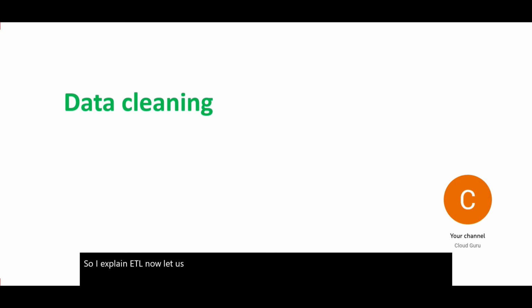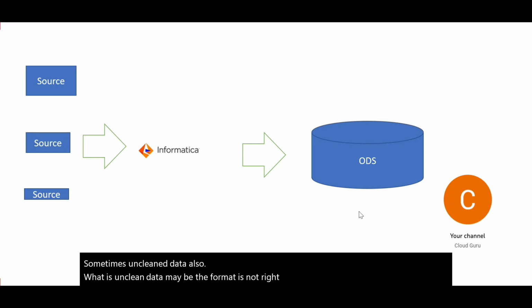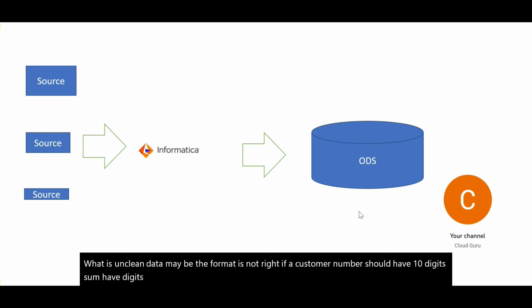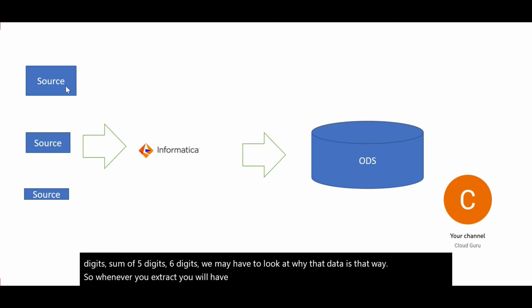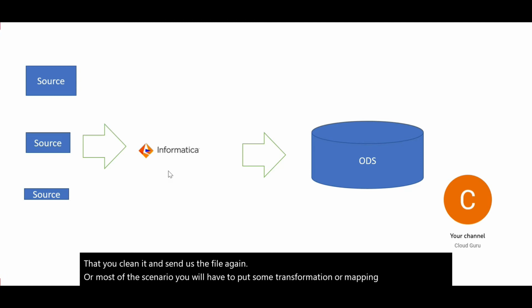So I explained ETL. Now let us understand what is data cleaning or data cleansing exercise. These sources here may have data in their own formats or sometimes unclean data also. What is unclean data? Maybe the format is not right. If a customer number should have 10 digits, some have 5 digits, 6 digits. So we may have to look at why that data is that way. Whenever you extract, you will have to understand the cleanliness of data, and if the data is not clean, you will have to clean it either by telling the source systems to clean it and send us the file again, or in most scenarios you will have to put some transformation or mapping rules to clean it on your side.